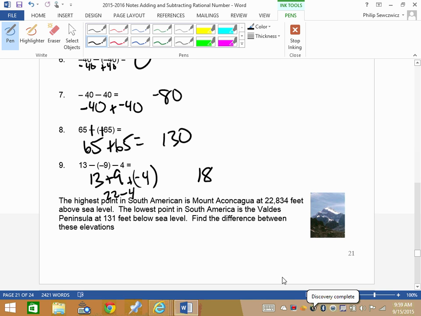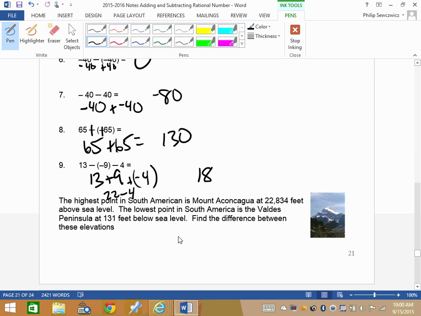All right. What we want you to watch for here is we always want you to write out expressions. So we always want to see what we've got going on. So the highest point in South America is Mount, not even really going to pronounce it right now. And it gives me that many feet above sea level. Lowest point in South America is the Valdez Peninsula, at 131 feet below sea level.